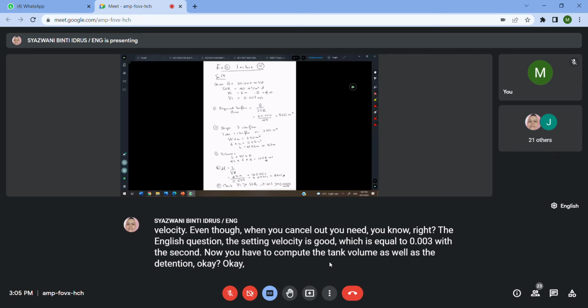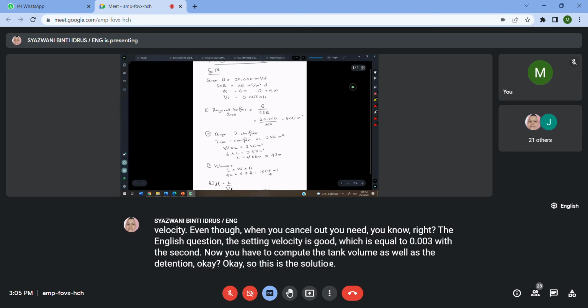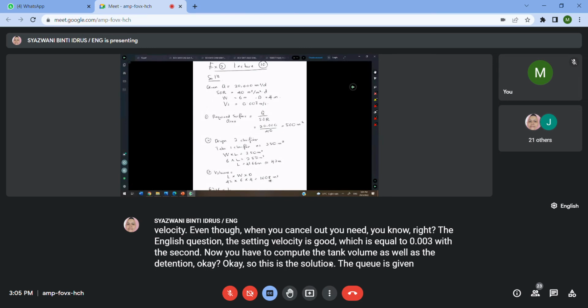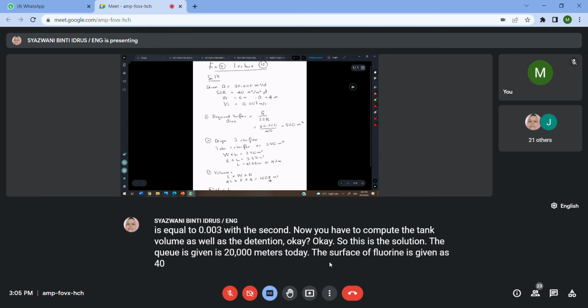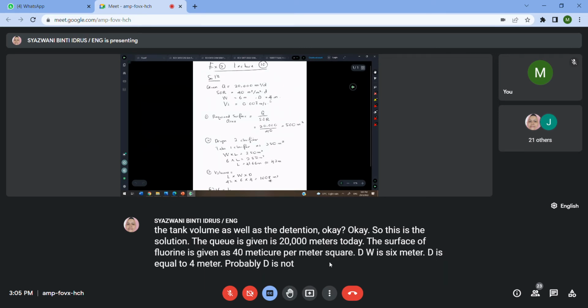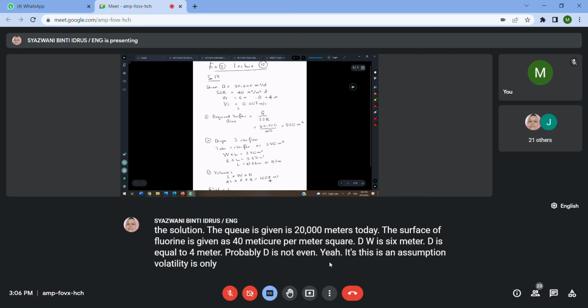Okay, so this is the solution. Q is given as 20,000 meter cube per day. The surface overflow rate is given as 40 meter cube per meter square day. W is 6 meters, D is equal to 4 meters. Probably D is not given, so this is an assumption. The settling velocity is equal to 0.003 meter per second.